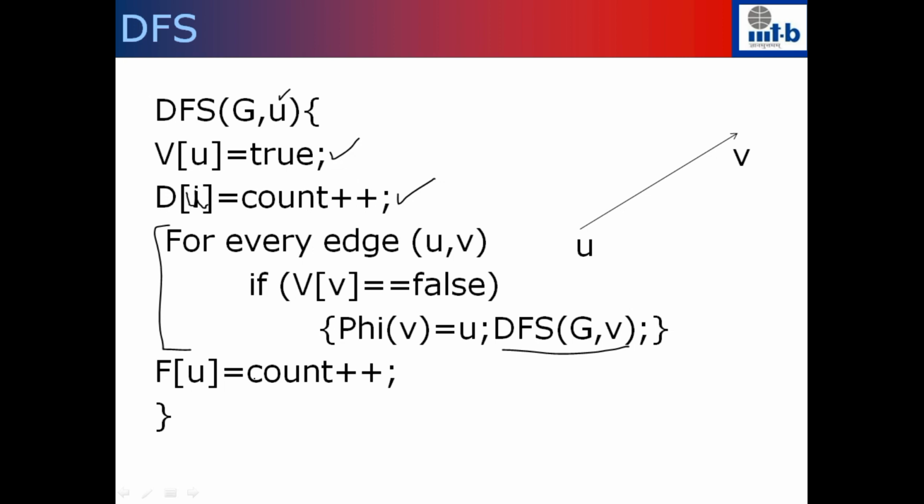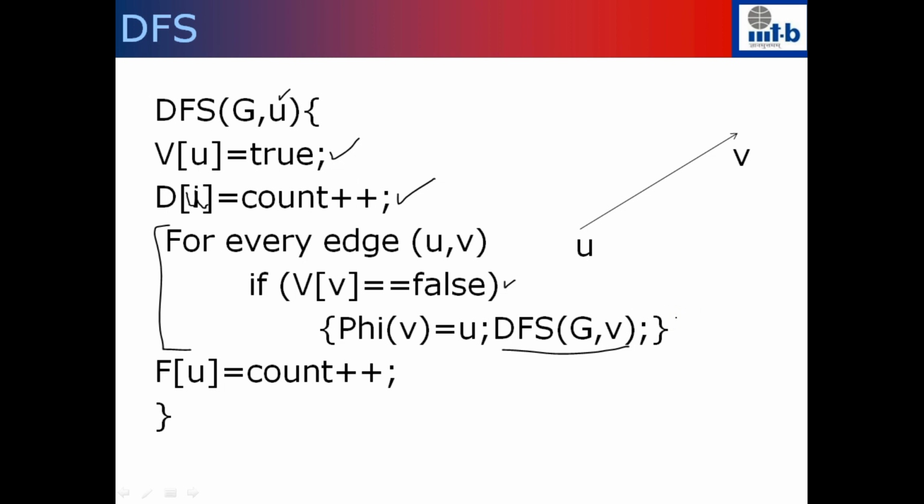From every vertex you will end up calling DFS exactly once, because when you go inside the function, the v of u will be set as true. Once it's true, even if you come back at a later stage and check this condition, this condition will be false. So from every vertex, DFS will be called exactly once, and every edge is going to be considered exactly once. So the total amount of time the DFS takes is order n plus m.